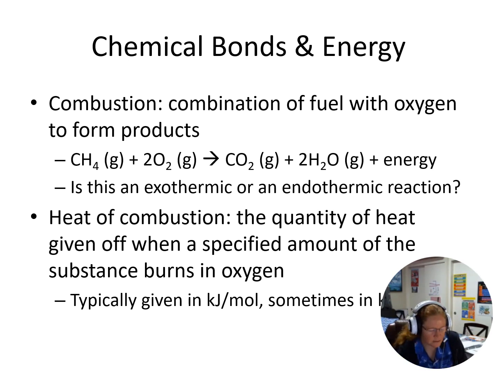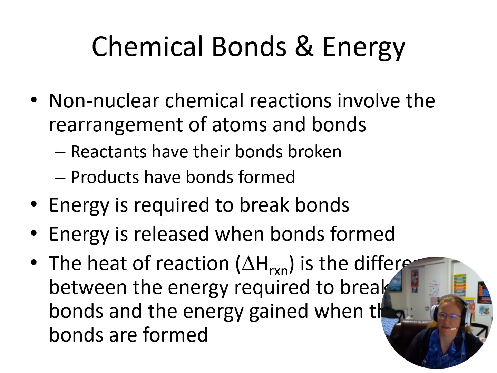Usually it's given in kilojoules per mole, sometimes in kilojoules per gram, but we usually do things in terms of moles. Now, when we look at chemical bonds and energy, in a non-nuclear reaction, all we're doing is rearranging atoms and bonds. Reactants have bonds broken, products have bonds formed. Energy required to break bonds, energy released when bonds form. So we have this thing, delta H of reaction. It's what we call the heat of reaction. And it's the difference between the energy required to break the bonds and the energy gained when the new bonds are formed.